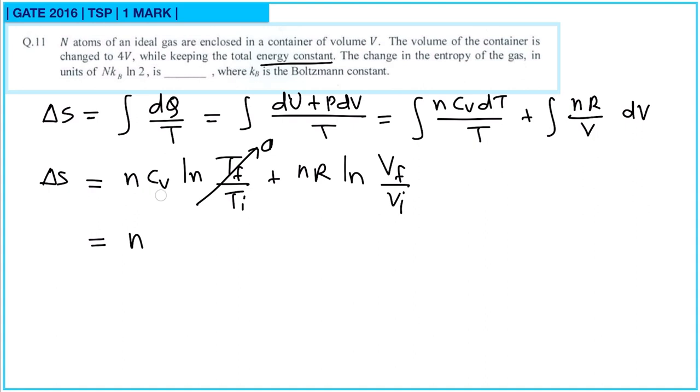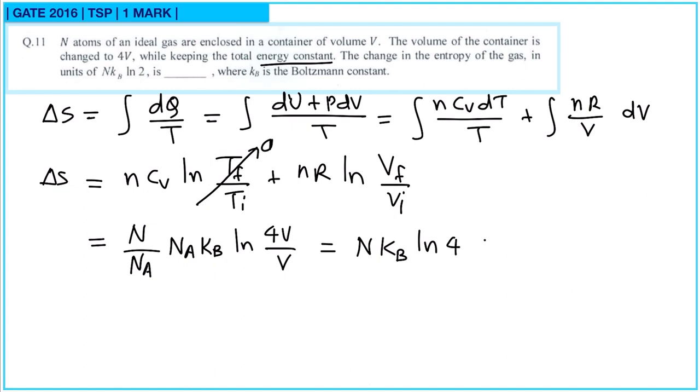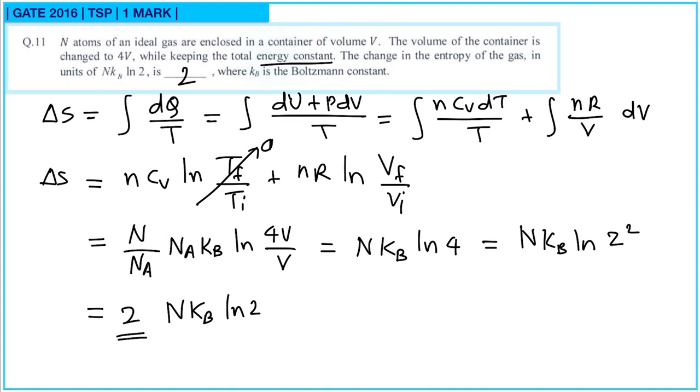Now we have nR. Now n is number of moles which can be written as N by Na, and R is Na into Kb. Into we have ln Vf is 4V upon initial volume is V. So this will be equal to N Kb ln of 4, which can be written as N Kb ln of 2 raised to 2. So this will be 2 into N Kb ln 2. So in the units of N Kb ln 2, this will be 2. So answer is 2. 2 to 2.